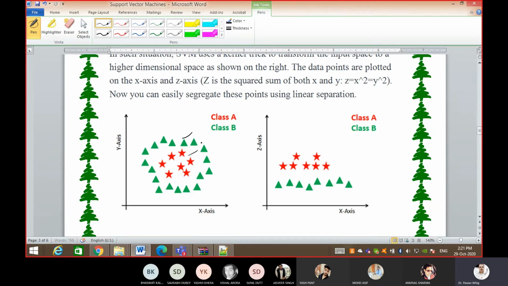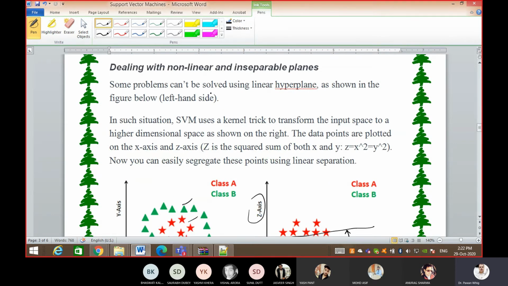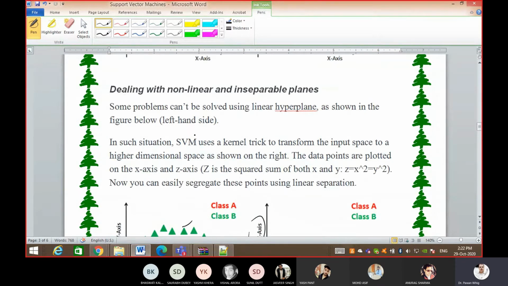For this, we need another axis. Let us suppose this is the z axis, and these are the x and y axes. If you see this data through the x and y axes, there is no hyperplane we can construct to segregate these two data sets. But if you see it through the third dimension, with the z axis, you can very easily create a support vector or a margin. So this non-linear data set can be tackled by using SVM kernels.